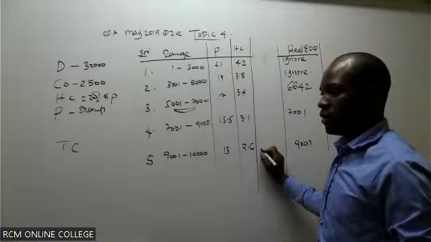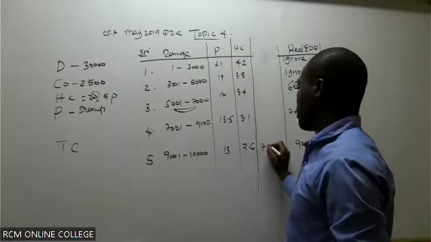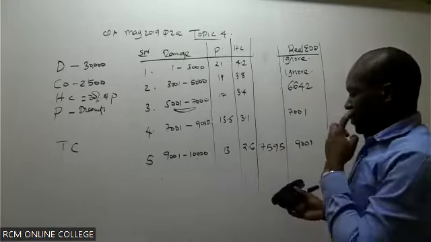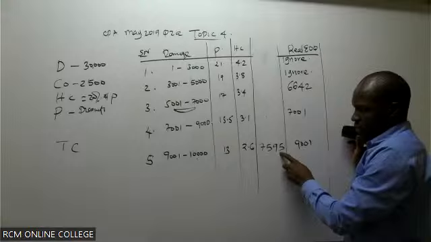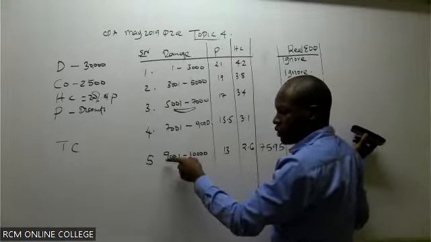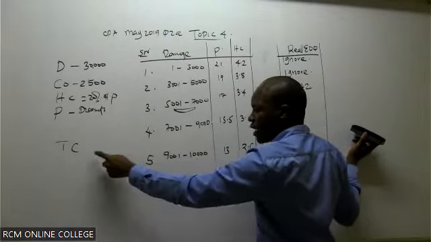Give me a figure. 79, 75, 95. 75, 95. Haiko hapa katikati. 7,000. Before you reach 9,000, 7,000 iko somewhere here. So it is below this range.